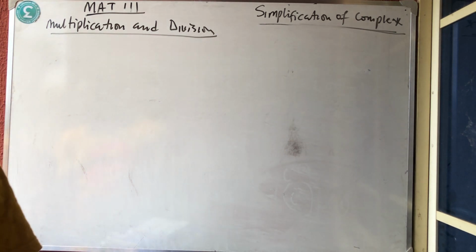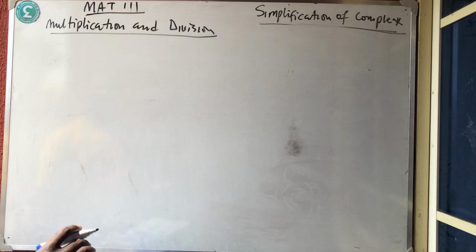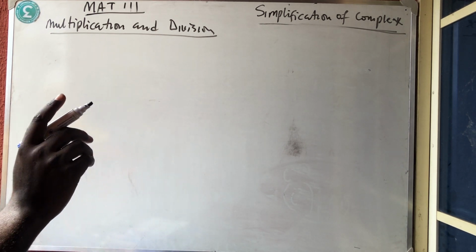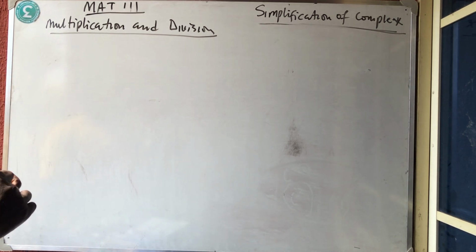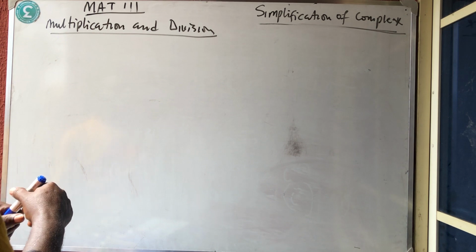So how do we multiply or divide complex numbers? It's as good as multiplying or dividing a surd. Surds will help you understand this, because we are going to do rationalization of complex numbers. I taught you rationalization of surds, so you can go to my video on surds to learn that.